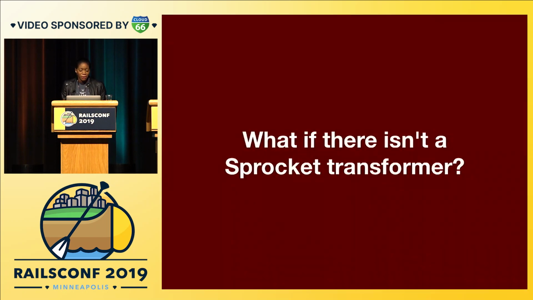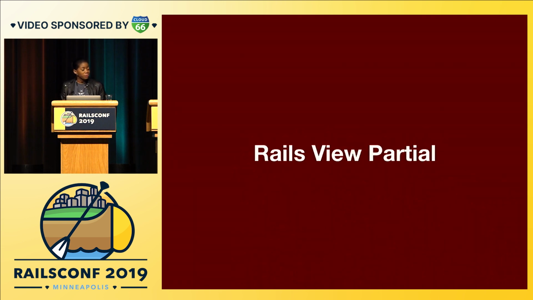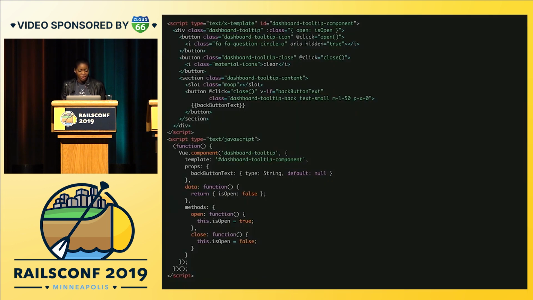But what if there isn't a Sprockets transformer? What if you don't want to make one yourself? Because frankly, it takes a lot of time. In that case, you can use a Rails view partial file. And this might make some people feel uncomfortable putting your JavaScript with your HTML, like at least like this with script tags. But you can do this. There is usually a little bit of a performance hit when you keep importing Rails view partials. But you can also cache this, and it's easy to cache because nothing here depends on user data. This is just static HTML and JavaScript.